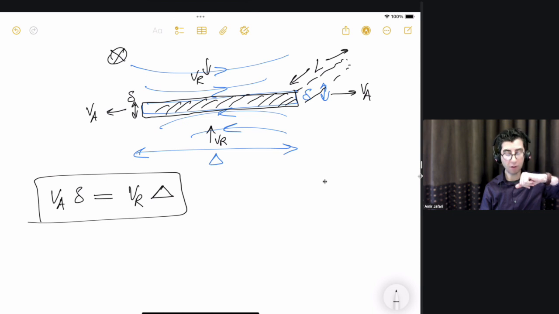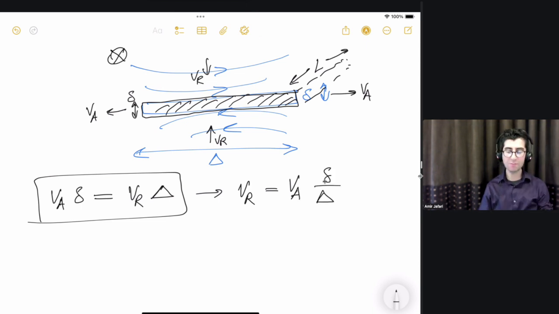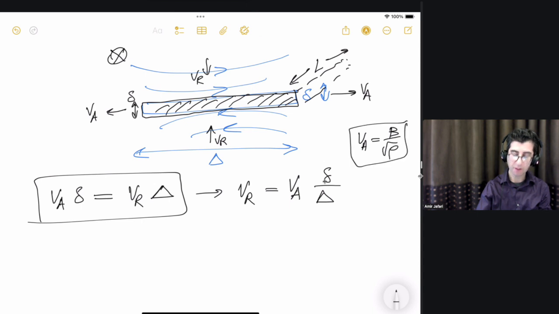In order to get VR, from here, VR would be VA delta over delta, okay? You can measure VA, the Alfvén velocity, because as I said, VA is just B over the square root of the density. Density is known, you can measure it. B is known, you can measure the magnetic field using, for example, the Zeeman effect, etc. So we can have access to these data. But what's unknown in this equation here is delta, little delta.